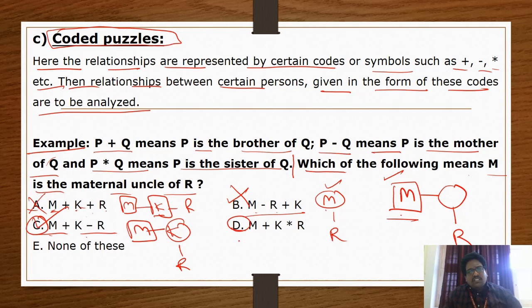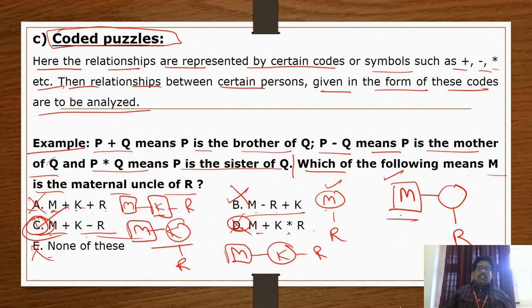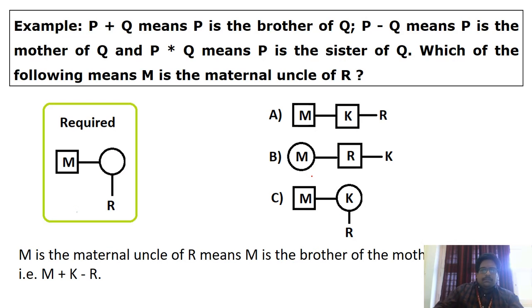But let us see what D tells. M plus K: M is a brother of K. K star R: star means K is sister of R. So obviously this is not the answer. None of the others would be the answer either. C is the answer I'm looking for. When these kinds of questions come, the entire question depends on the options. Options are very important. If you are not clear with the options, you'll end up with wrong answers. So always depend on options for these kinds of questions. This is my requirement and this is what I have done option-wise. I got C, so I stopped.